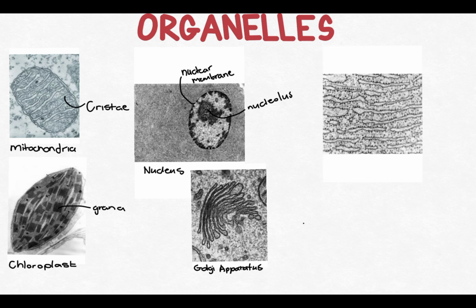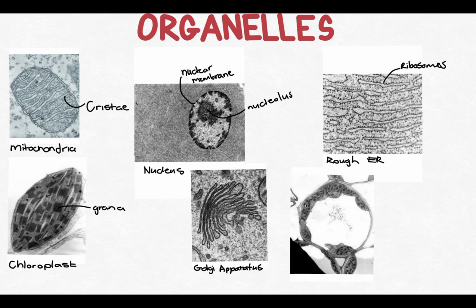We then have the rough endoplasmic reticulum, and this is identified by tiny little dots called ribosomes on top of it. The rough endoplasmic reticulum is responsible for the manufacturing of proteins. Lastly, we have the vacuole. Now, the vacuole is mainly found in plant cells. Animal cells also have a vacuole, but it's much smaller and it's called a lysosome.